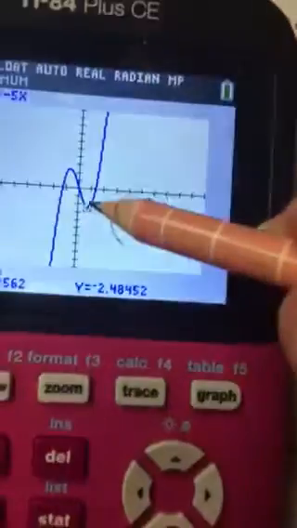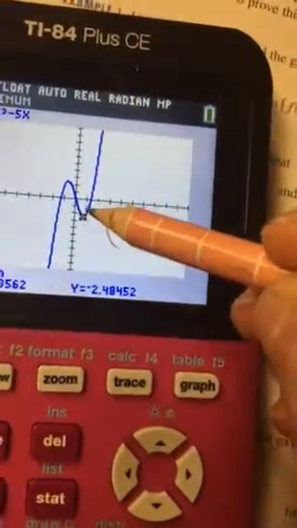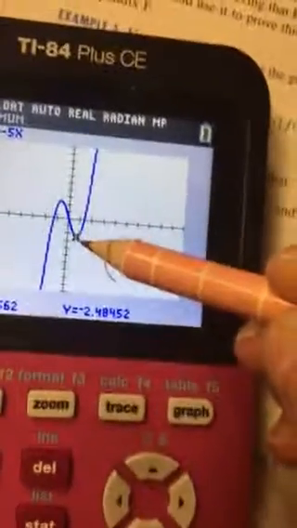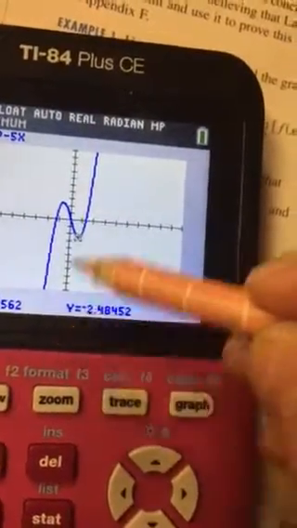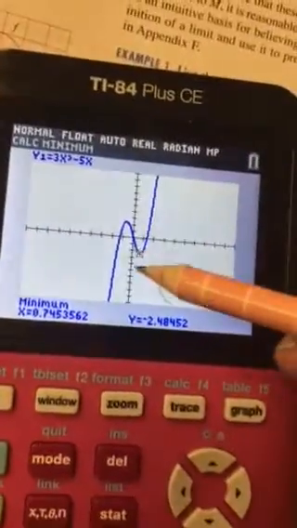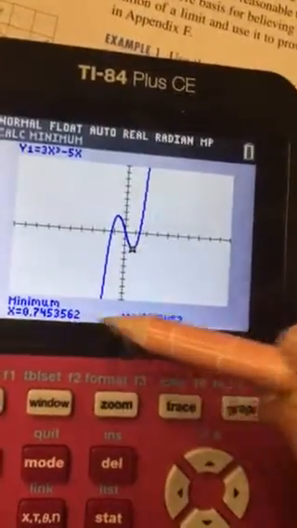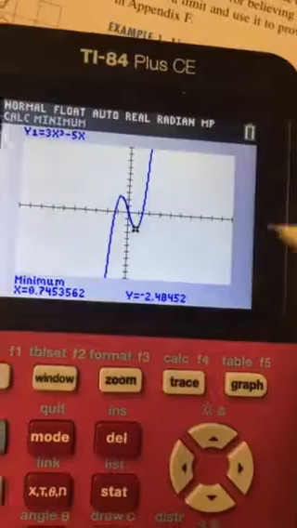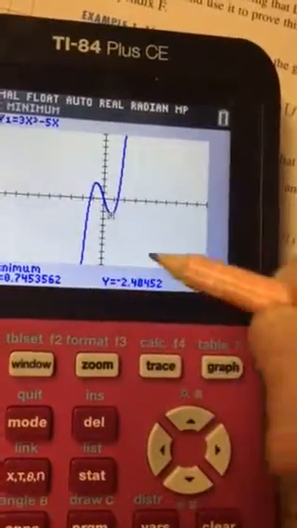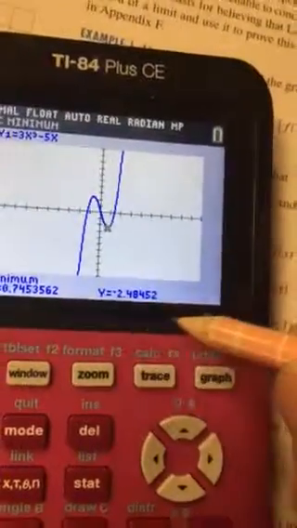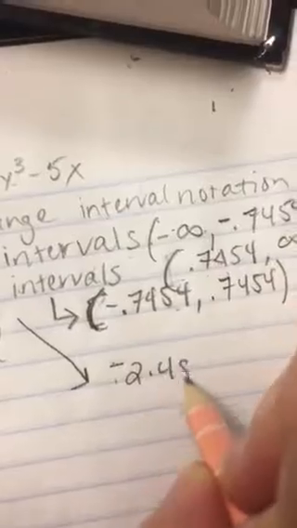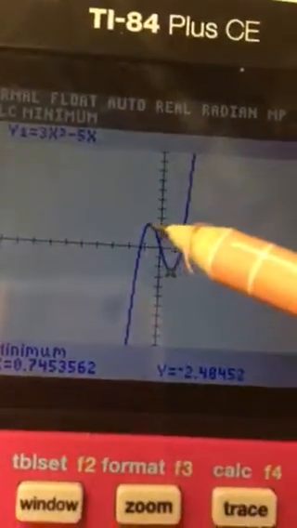And then the relative minimum is going to be this point right here because it's not the lowest point the graph reaches. The lowest point the graph reaches is negative infinity. But here at this exact value of this point, that's the relative minimum. So this is the minimum because when we refer to the function as a whole, we're talking about the y values. So the relative minimum is going to be negative 2.48452, and the relative maximum is right here.